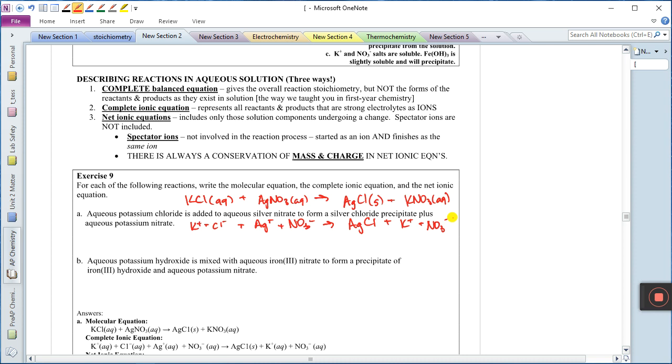What looks exactly the same from the reactant side to the product side? K plus. What else looks the same? NO3? Anything else? No. So then our net ionic is where we only care about the things that actually do something. So our reactant side is now down to Ag plus aqueous plus Cl minus aqueous gives us AgCl solid.